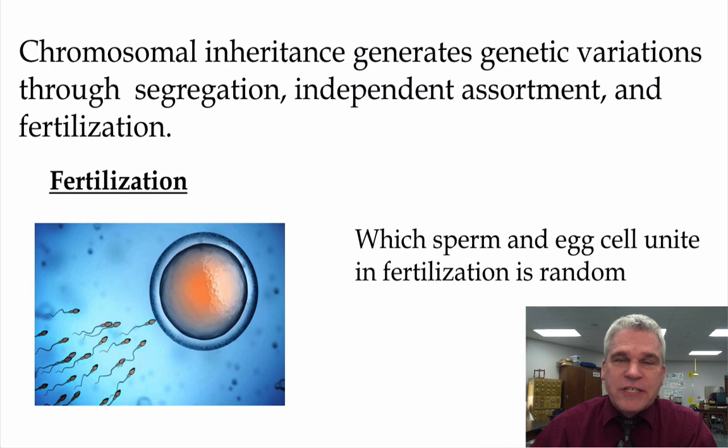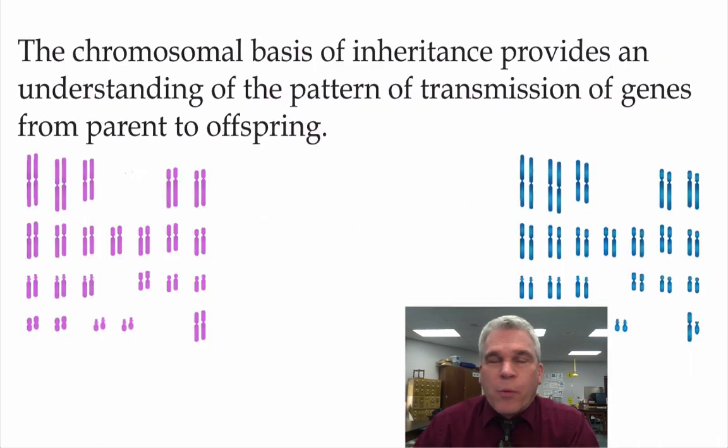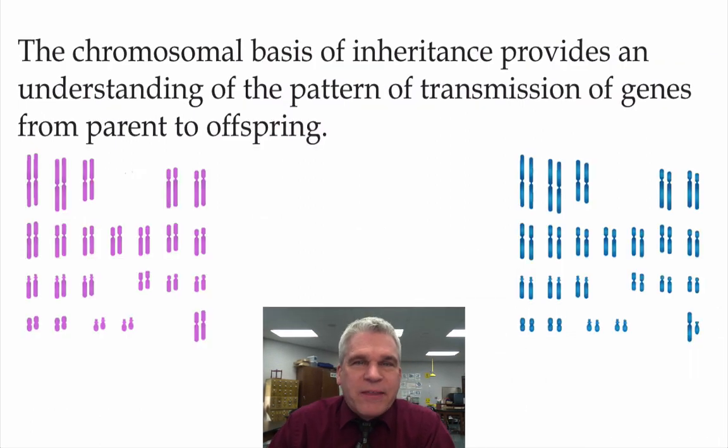Now, what fertilization is saying is that the sperm is going to fertilize the egg. Which sperm actually fertilizes the egg and which egg was released is totally random. So this can generate a large amount of genetic variations even if you have the same two parents. But we're looking at chromosomal inheritance. And the basis of inheritance provides an understanding of the pattern of the transmission of genes from parents to offspring.